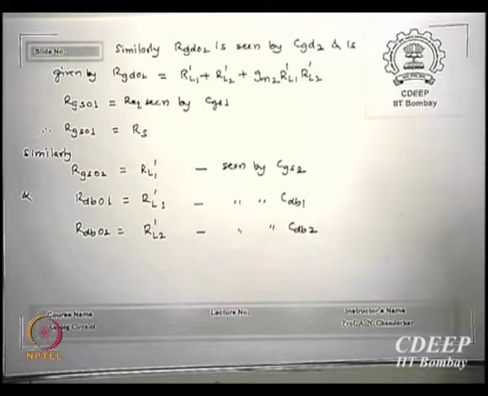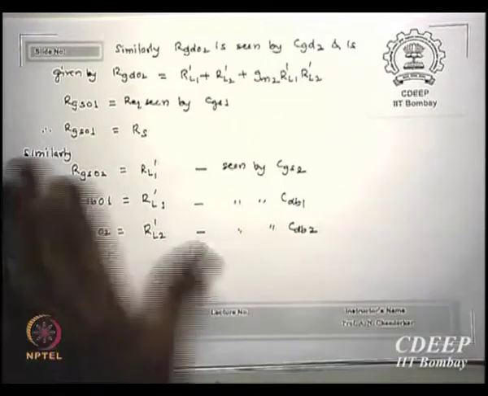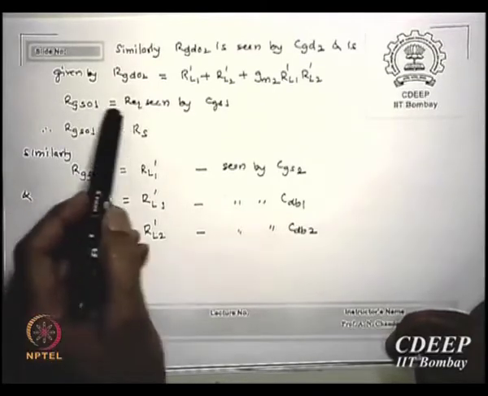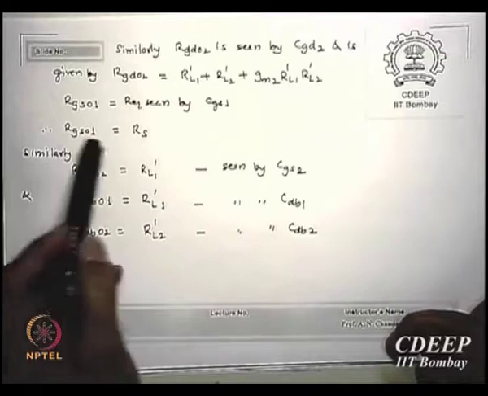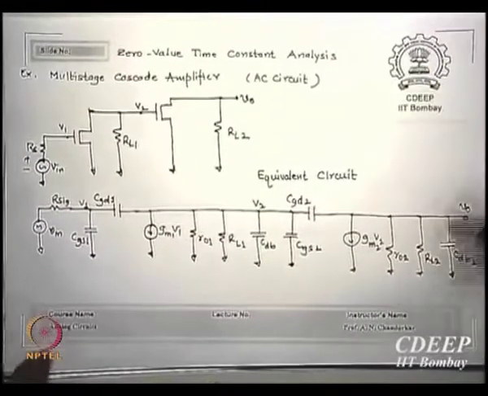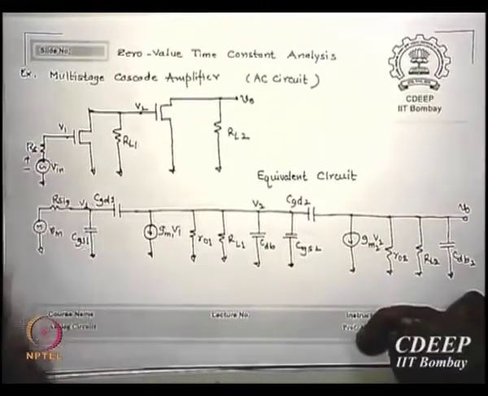It is an identical stage, is that correct? The first stage and second stage, the only thing is RS is replaced by RL1 dash, because RL1 dash acts like a source resistance for the next stage. Similarly then I can see RGSO1 is seen by CGS1. How much is RGSO1? You can see in the circuit. How much is this seeing?